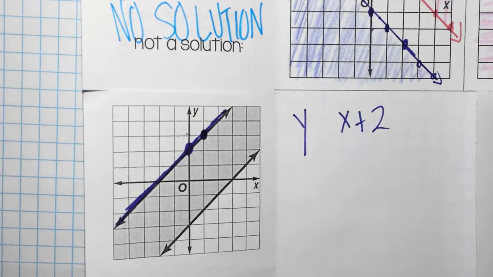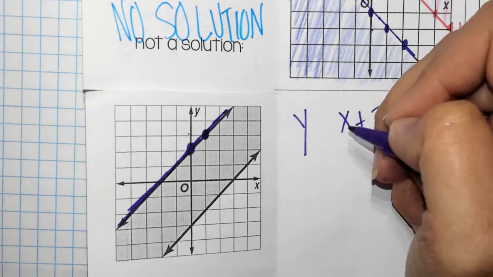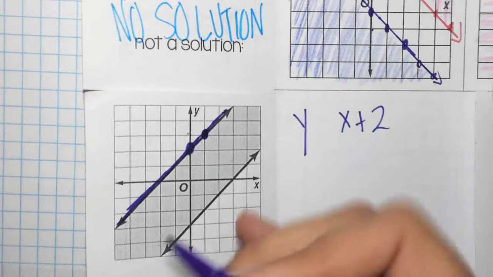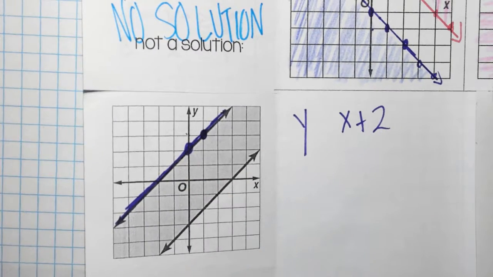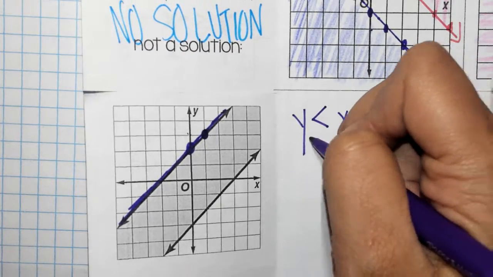So what's our slope? 1. If it's up 1, right 1, that's a slope of 1, so we just leave it as x. Now, is the shading below or above that line? Below. So that's less than, and since it's solid, it would be equal to.